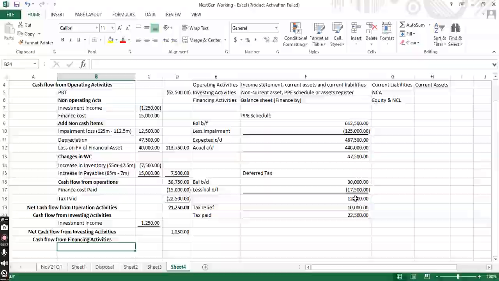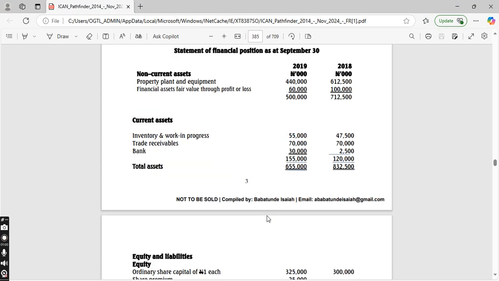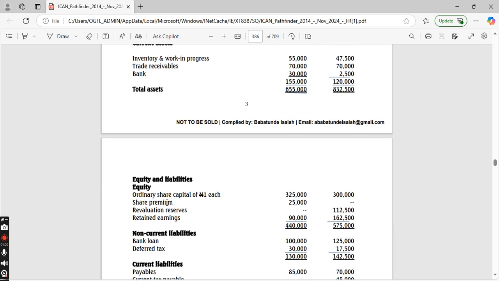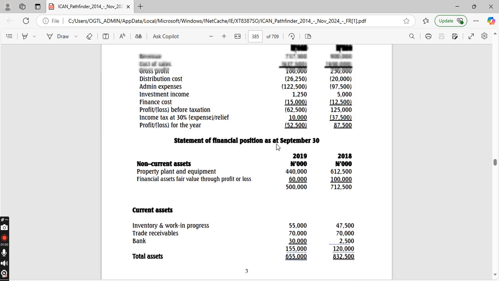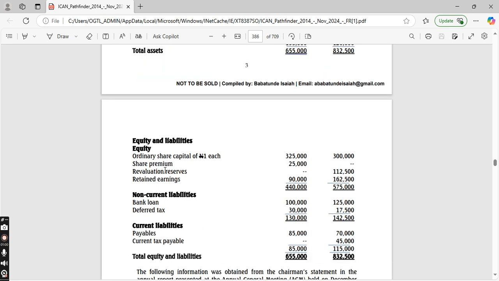Dividend paid, loan notes, so borrowings. Where do we start from? We start from the ordinary share, equity and non-current liability. So we start with that if there is anything, or our income statement. There is nothing in the income statement here. So let's start with our equity, ordinary share. Ordinary share increased.